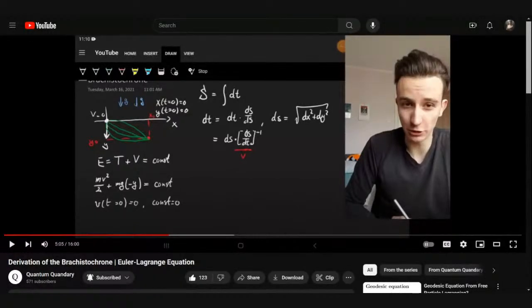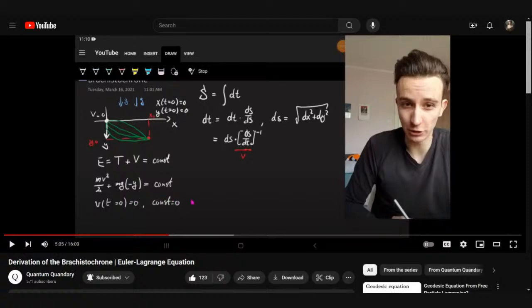That's impossible. The total energy is mgh. It should be mg y naught. What do you mean 0? Let's plug in t equals 0 into mv squared. V is 0, so the kinetic energy is 0. But y, oh, he's saying that y at 0 equals 0. Okay, so the total energy is defined as 0.